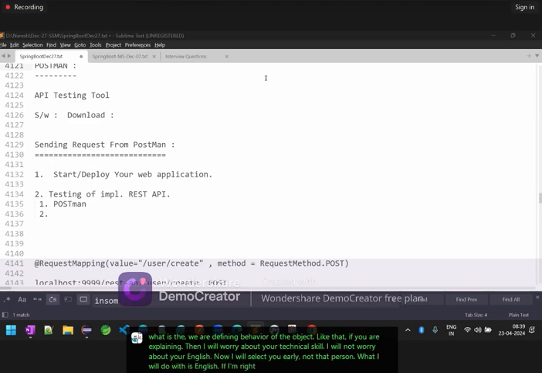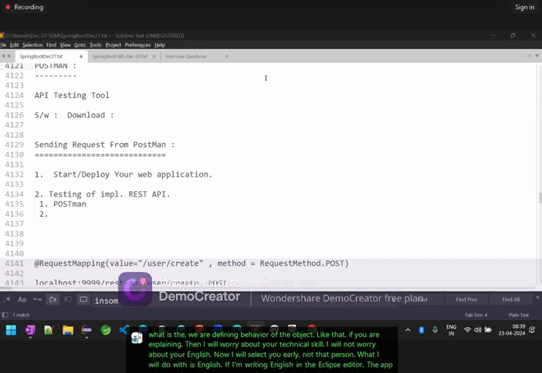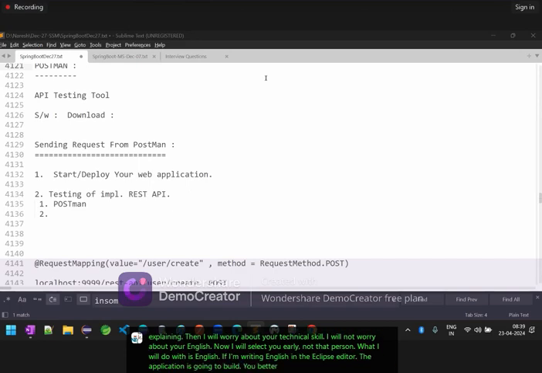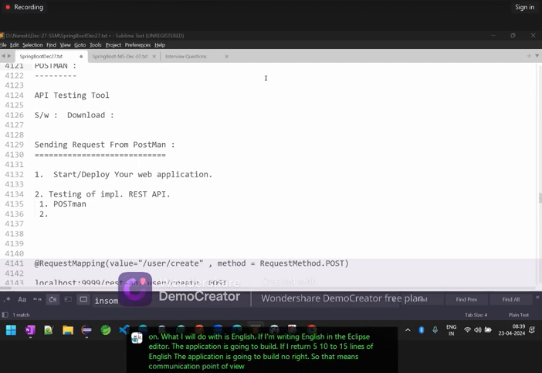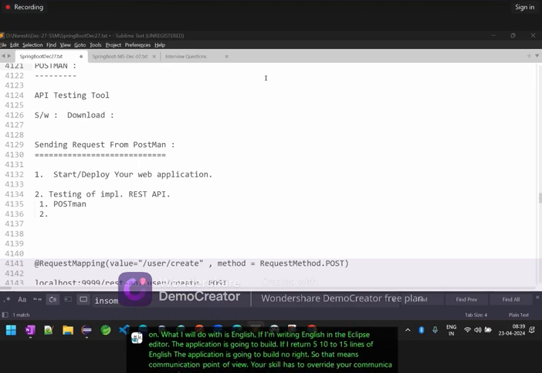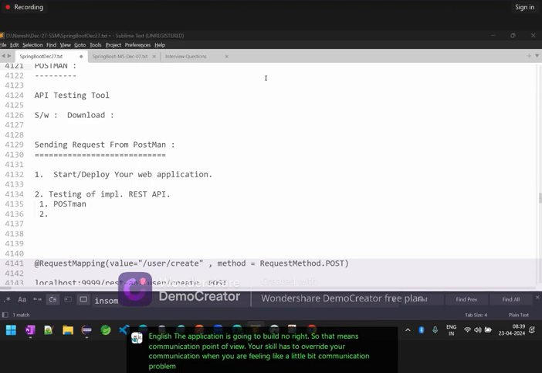If I'm writing English in the Eclipse editor, the application is going to build. If I write 10 to 15 lines of English, the application is going to build. No, right? So from a communication point of view, your skill has to override your communication. When you feel a little bit of a communication problem, it's important, but don't degrade yourself when you're strong in the technical. Okay, so that is how things will happen in reality.